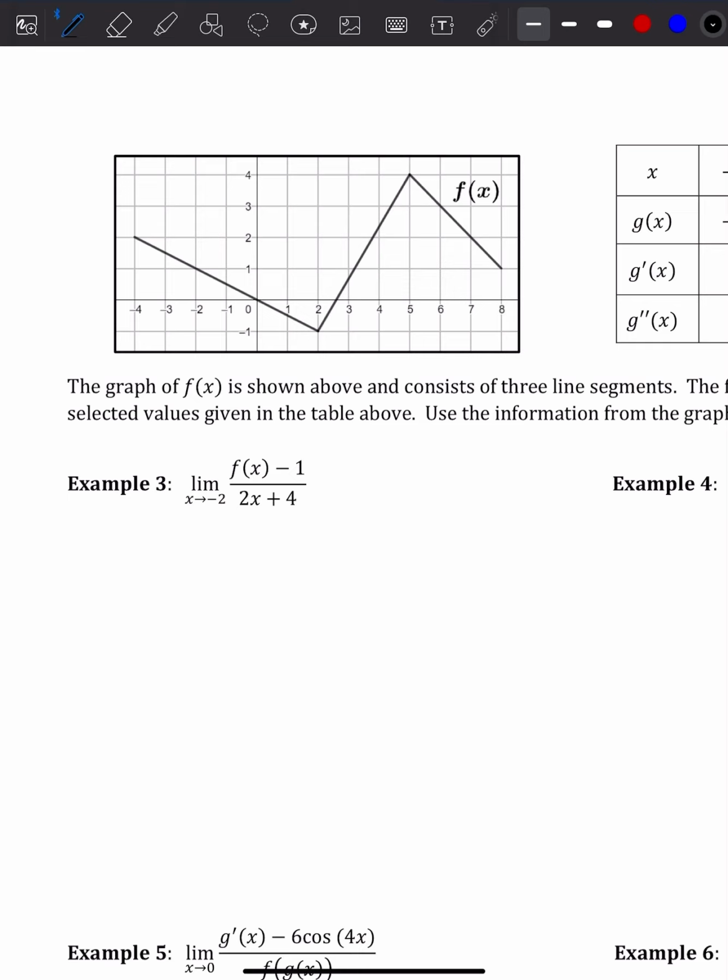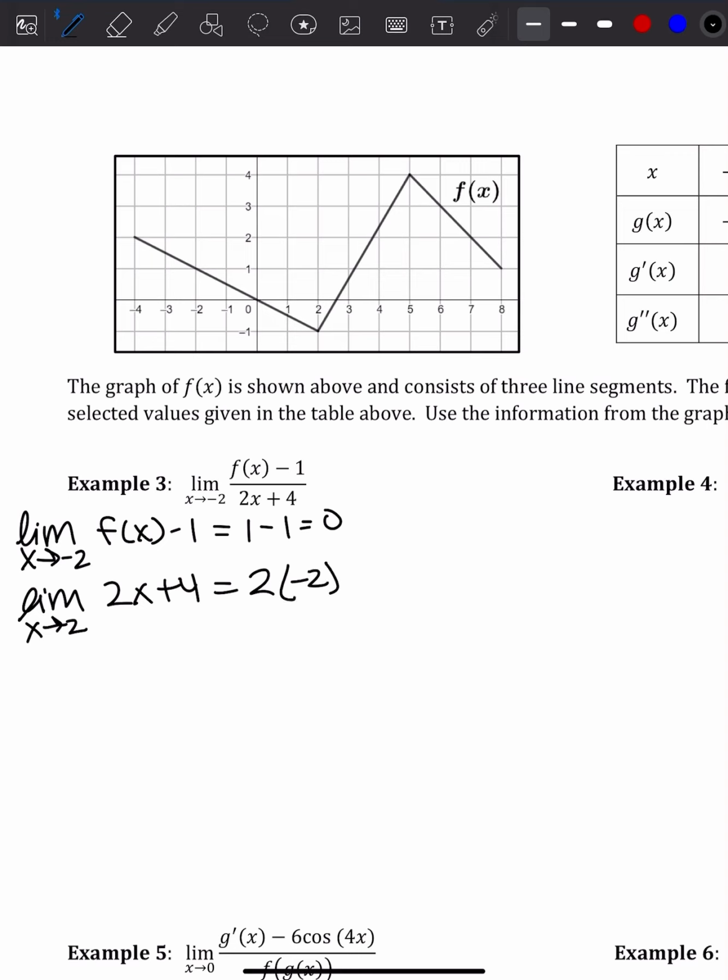Well, if I plug in negative 2 to the bottom, 2x plus 4 would go to 0. X being negative 2, if I look at my graph, negative 2 is right here, which is 1. So just looking at this, I know the top and bottom are going to go to 0, but we need to write it anyways. So I know this is 1 minus 1. 2x plus 4. 2 times negative 2 is negative 4 plus 4 is 0.